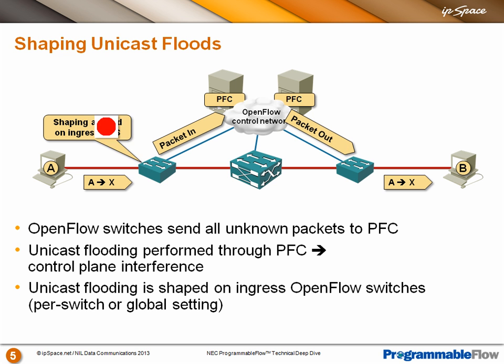However, we can apply shaping on ingress OpenFlow switch. Yet again, this is an extension to OpenFlow, and this prevents too many unicast packets from being sent to the controller, so at least you are protecting the controller from the unicast flooding, and you are protecting the communication channel so that you don't saturate the SSL session with unicast flooding.